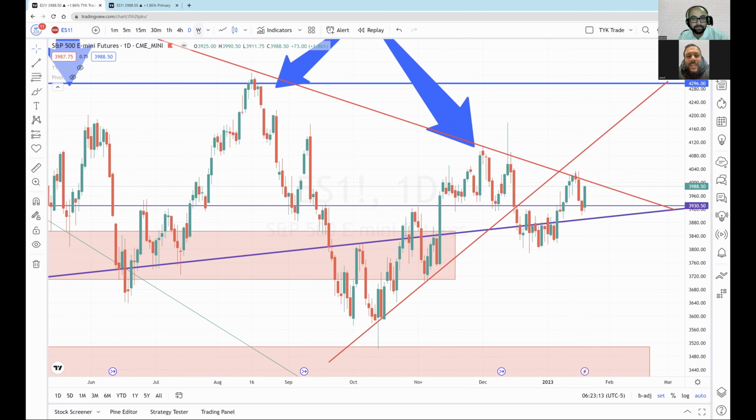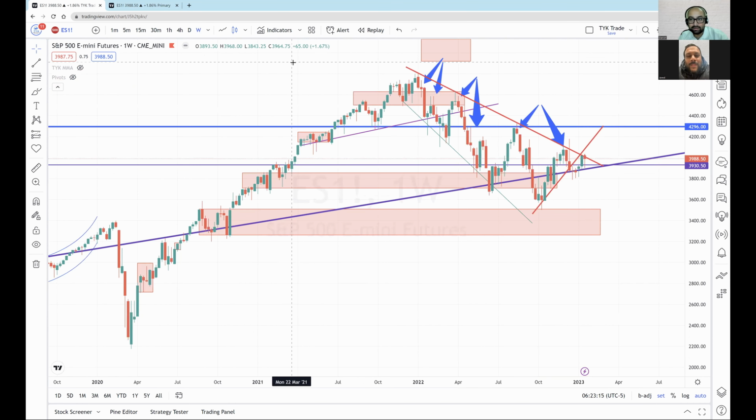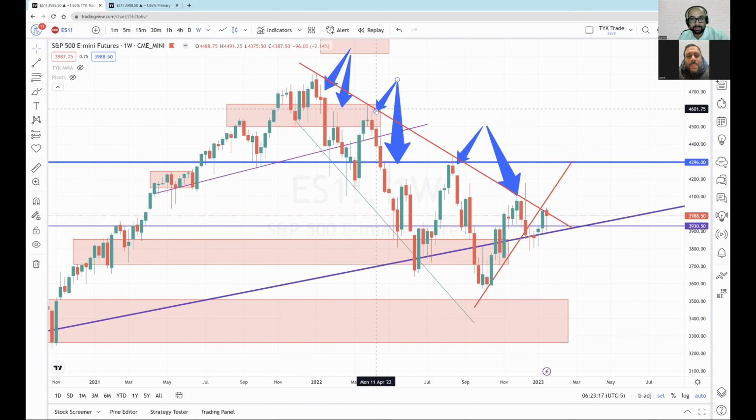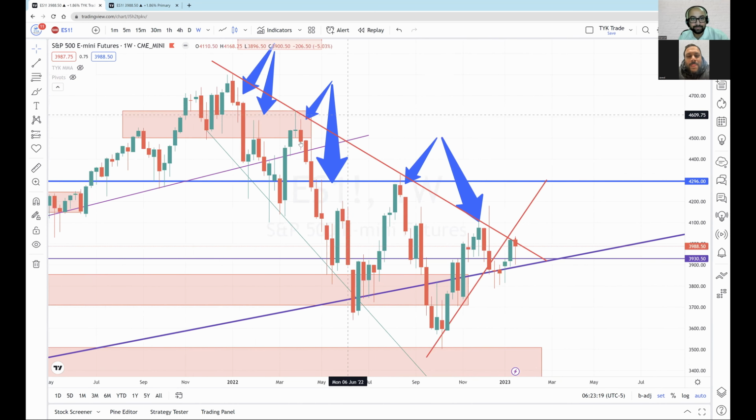Potentially weekly exciting. Here is something I want to bring your attention to. You may call this a hammer or an inverted hammer here, a doji here, an inverted hammer here, and a hammer here again.